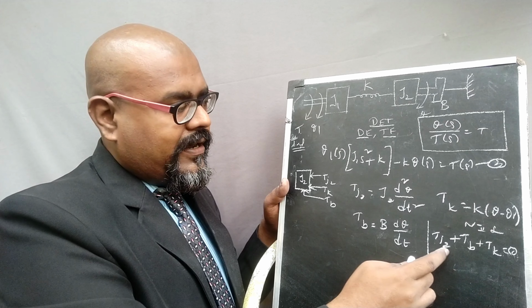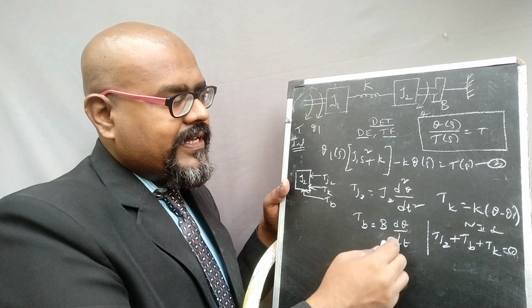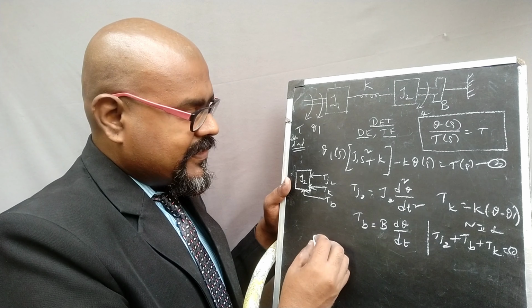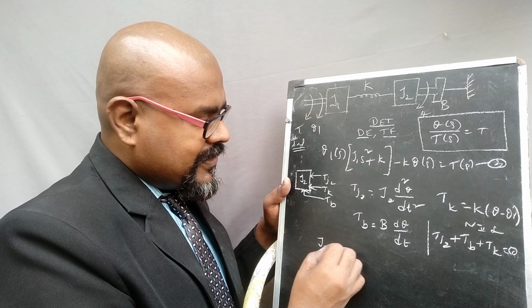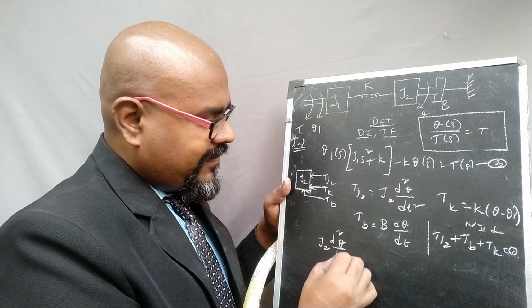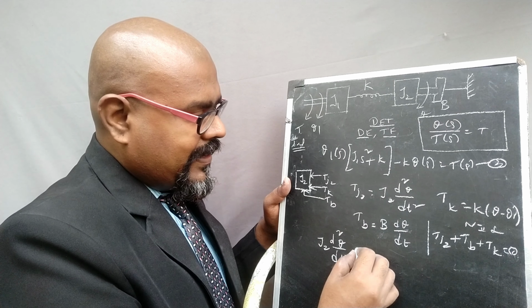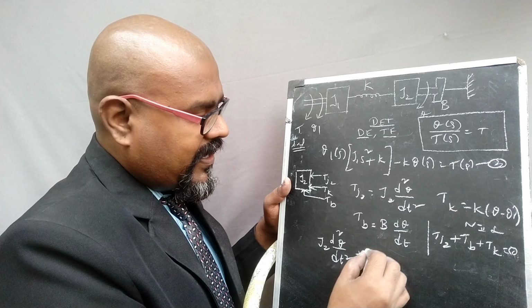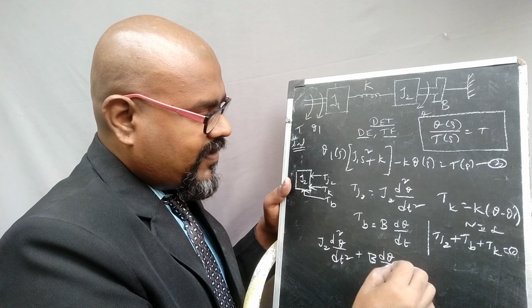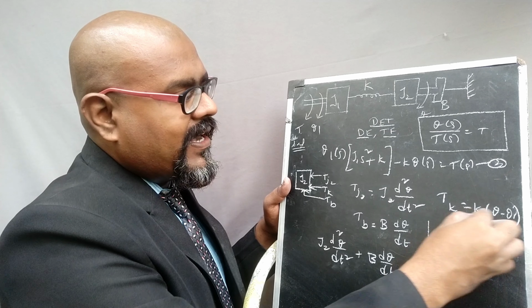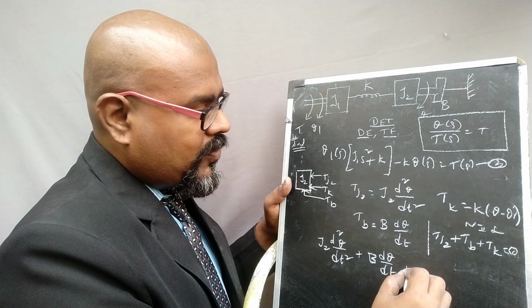Newton's second law of motion here. According to that, substitute all the terms into the Newton's second law formula. Instead of T_J2, we put J2 into d squared theta divided by dt squared. Then plus, instead of T_b, we have b into d theta divided by dt. Then for the spring, we have k into (theta minus theta 1).